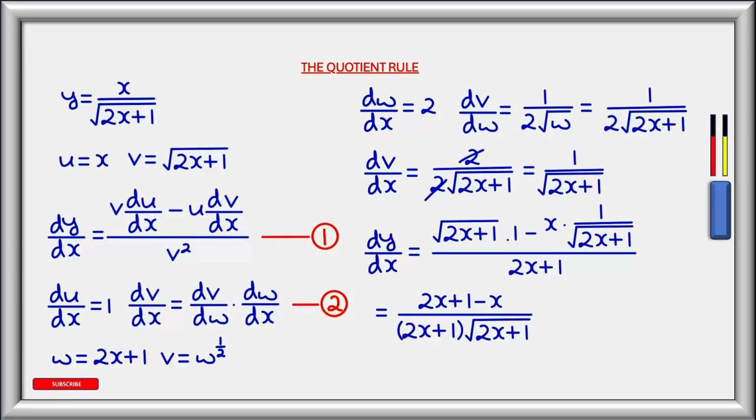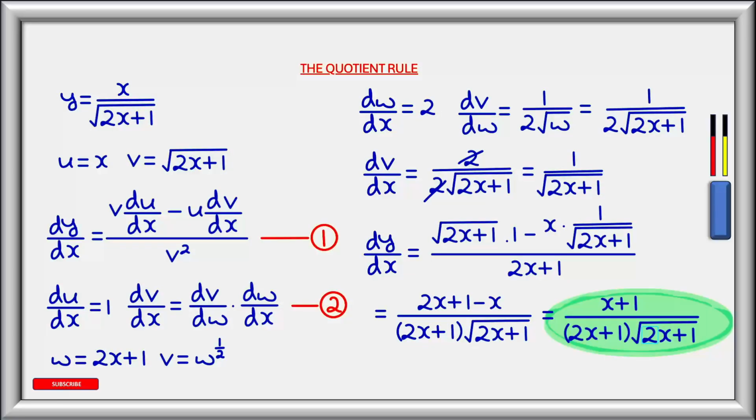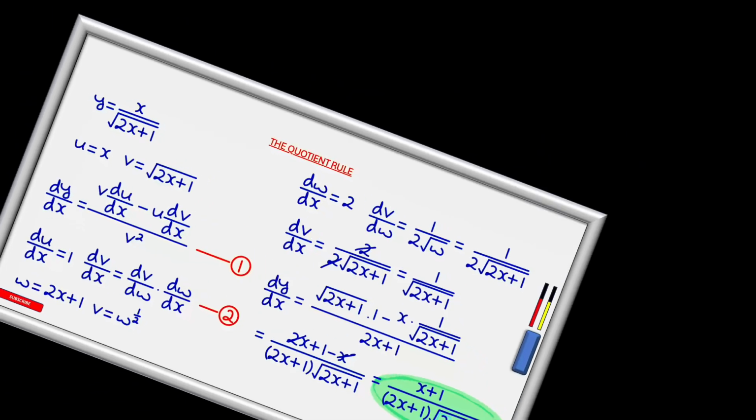And this all simplifies to 2x plus 1 minus x divided by 2x plus 1 multiplied by the square root of 2x plus 1. And eliminating this x with one of these x's, we get our final result, which is x plus 1 divided by 2x plus 1 multiplied by the square root of 2x plus 1.